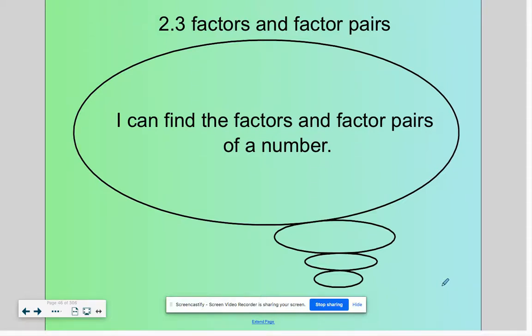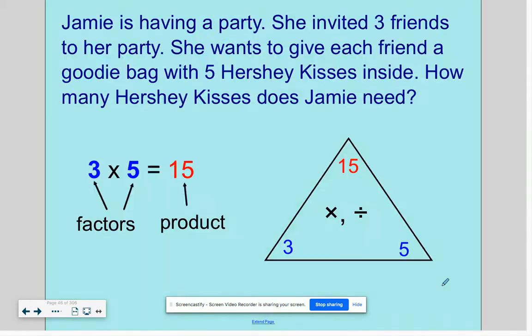Hello. Today we are going to talk about factors and factor pairs of a number. Let's begin with the word problem. Jamie is having a party. She invited 3 friends to her party. She wants to give each friend a goodie bag with 5 Hershey Kisses inside. How many Hershey Kisses does Jamie need?